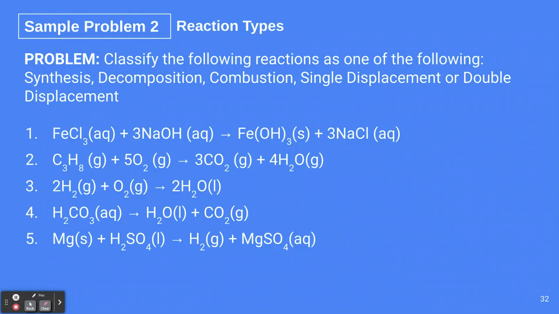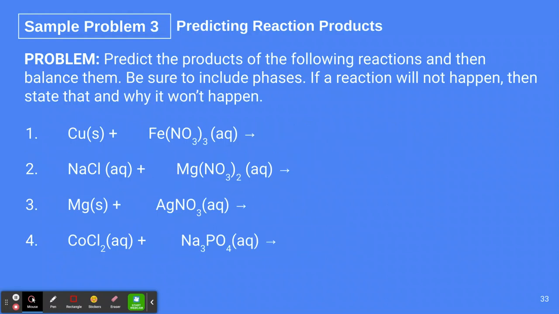All right, on this next slide, we are going to try to predict the products. You're going to balance them if we can get products, and then make sure to include phases. If you figure out the products and you realize that it can't actually happen, then you can write no reaction. The reason that things may not happen would be the activity series.